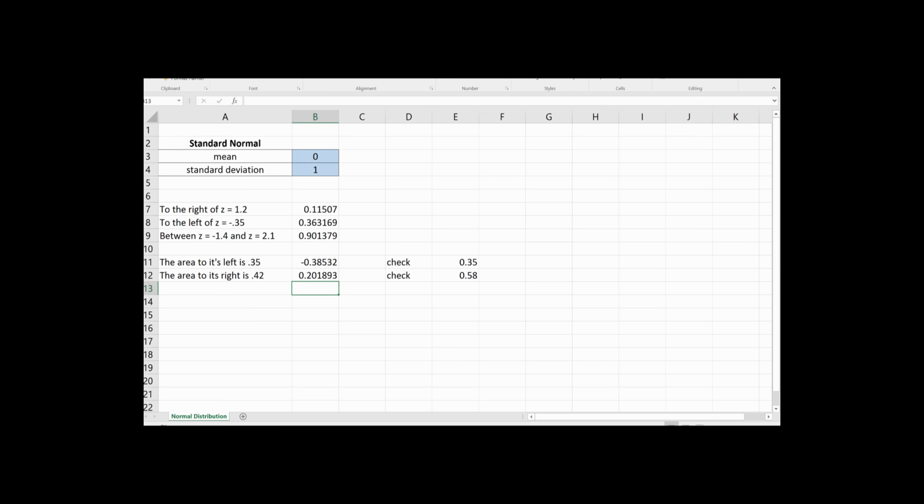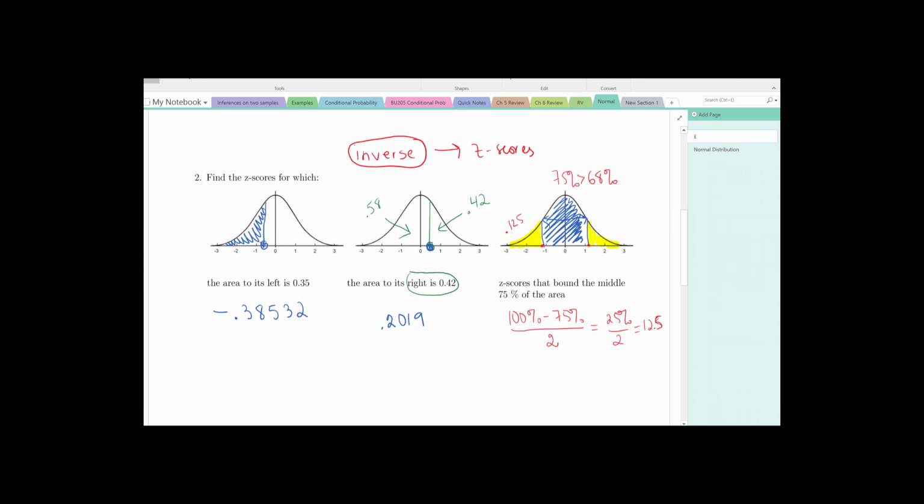Okay, so I'm just going to copy this down, drag it down, and plug in 0.125. Press enter. So I get negative 1.15. Let's just call it that. Okay, so what are my z-scores? My z-scores, there's 2 of them. Positive and negative 1.15. Okay, these are the z-scores that bound the middle 75% of the data.